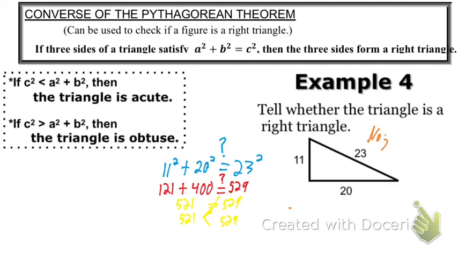Good work. All right. So we can actually tell what type of triangle this is based upon our result from adding these together and comparing it. If this C squared is bigger, it's going to be obtuse. So this is an obtuse triangle, meaning that this angle, which would normally be a right angle in a right triangle, is actually an obtuse angle. It's bigger than 90. If C squared was smaller, which it's not, it would be an acute angle.